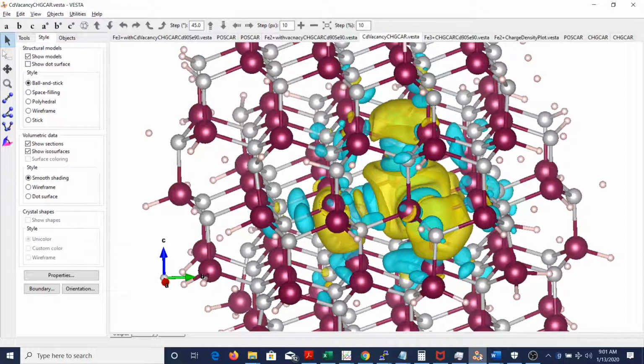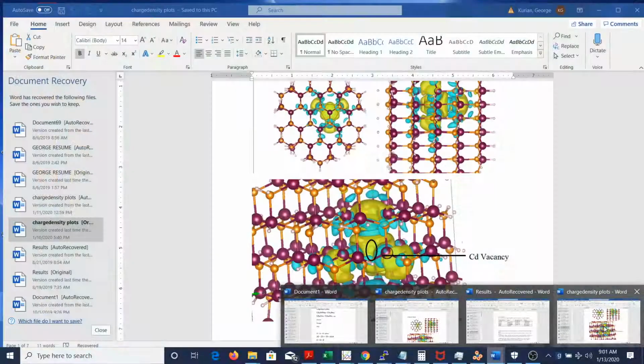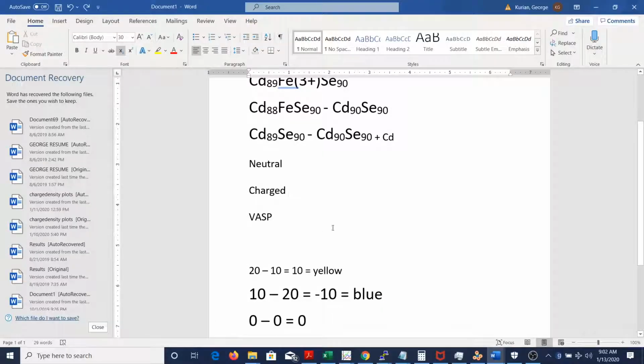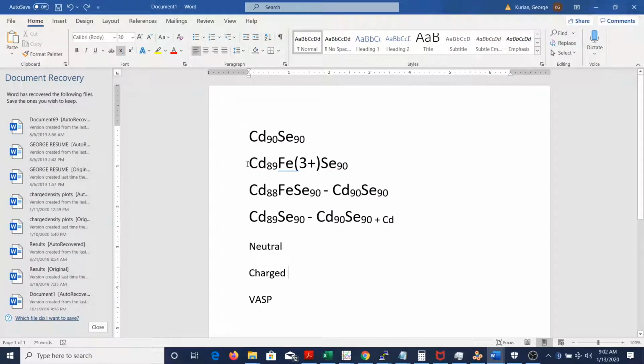So in this, what I'll show you is this structure. I should have it right here. First, the cadmium selenide structure doped with Fe, both Fe3+ and Fe2+, without the vacancy. We'll look at how that structure looks and compare it to this doped structure, sorry, this one, the one with the vacancy.